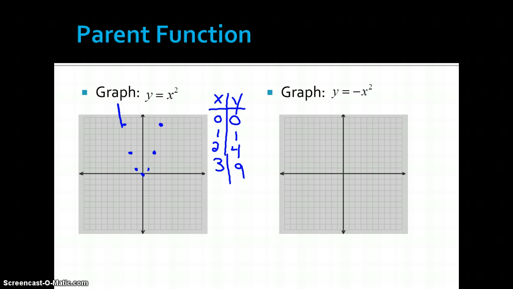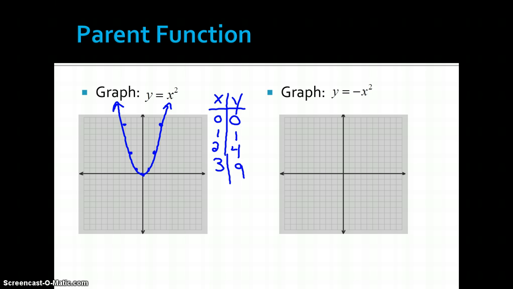So when we draw it, it looks like that. Right there. U-shape, opens up. Again, the coefficient is positive, that's why it's going to open up here.